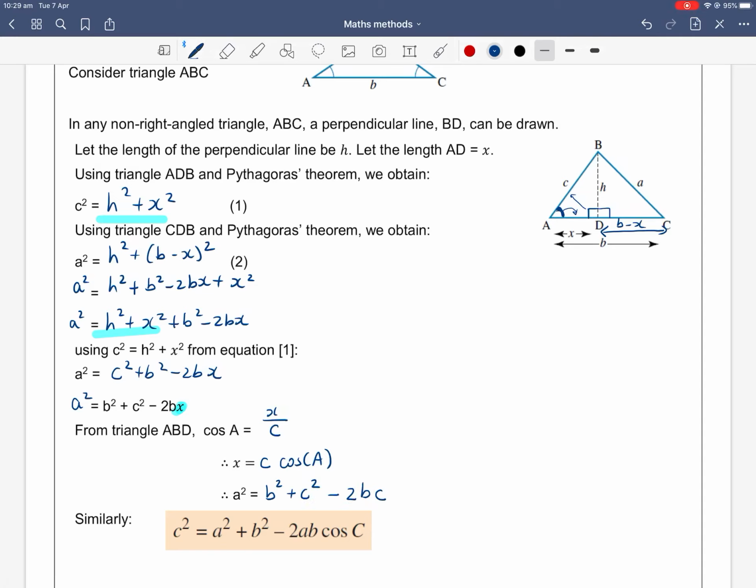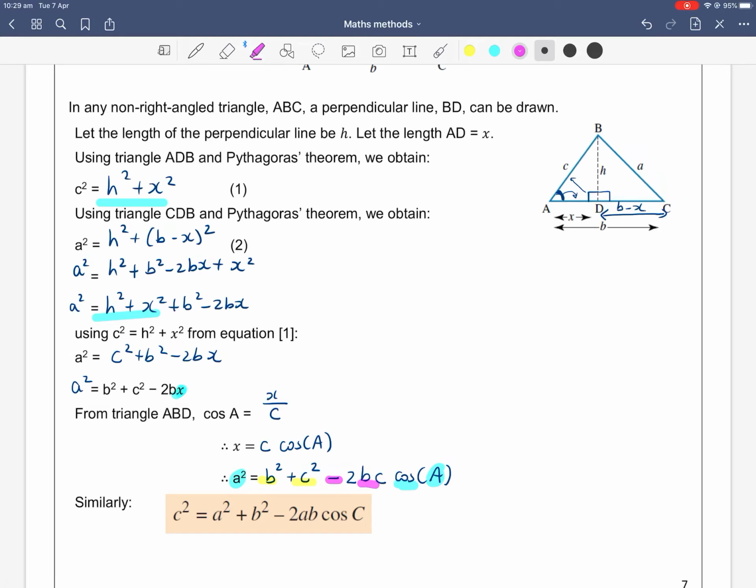You can notice the pattern here: if I want the side length a squared, then it involves the cosine of that corresponding angle A, and you're adding the other two sides squared, but you're taking away twice the product of the other two sides, times the cosine of your angle.